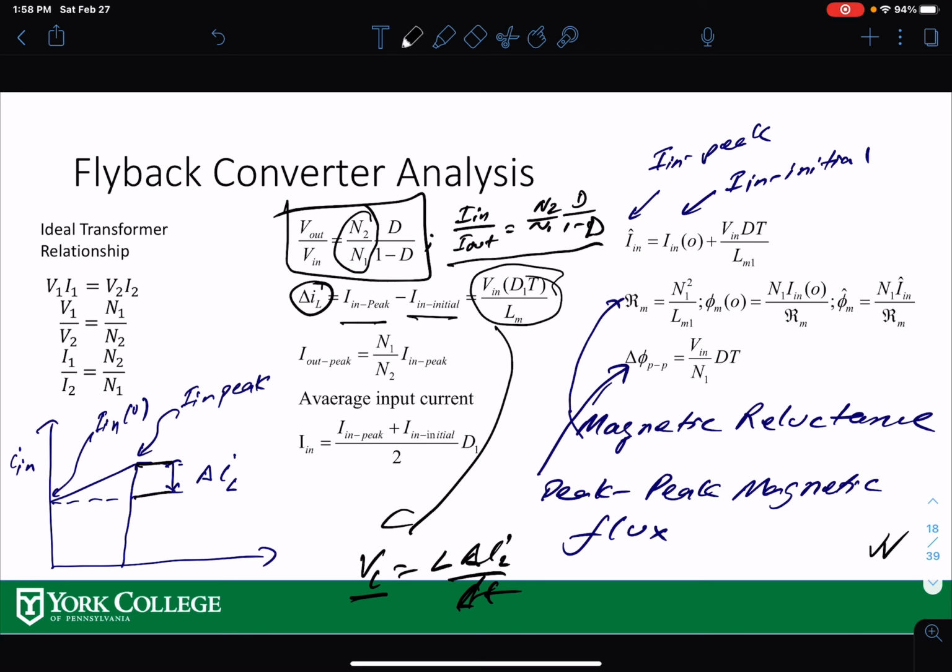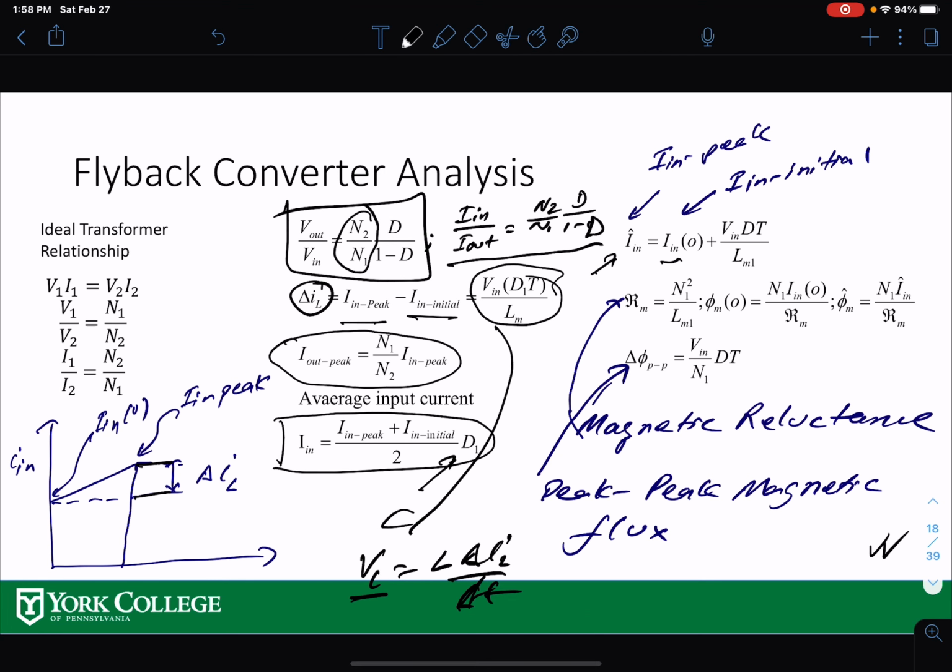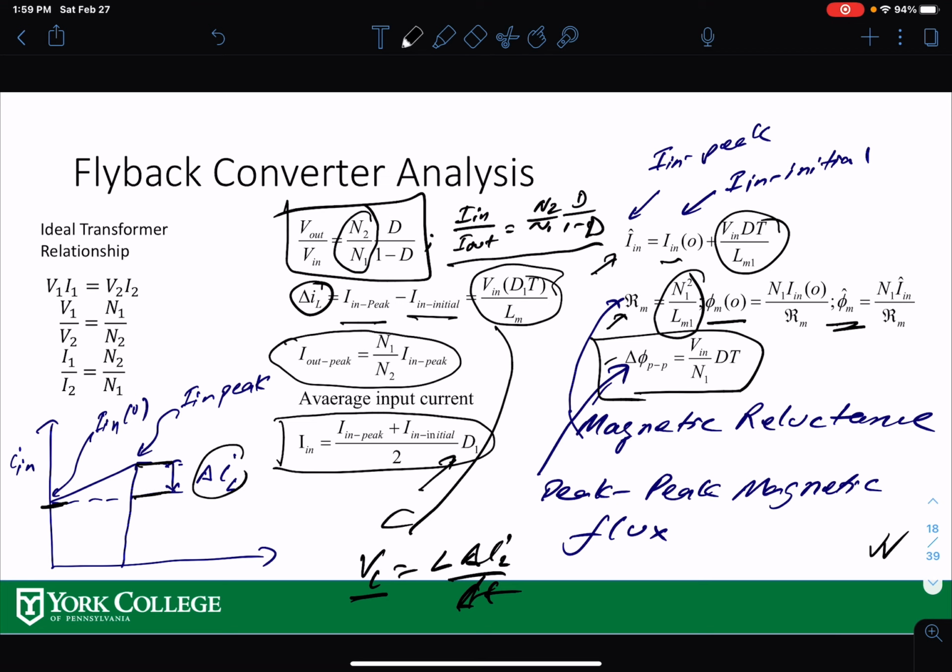Then your output current and input peak current are related by your turns ratio. Then your input average current can be calculated by this one here. D1 is the duty ratio for switch 1, and your peak current would be the initial current plus the ripple. And this is called magnetic reluctance. It is very similar to resistance in an electrical circuit. That can also be calculated by this equation over here. And this is the initial flux, and this is the peak flux. So the peak-to-peak flux will be calculated by this one here, right? So these are the equations to analyze the flyback converter.